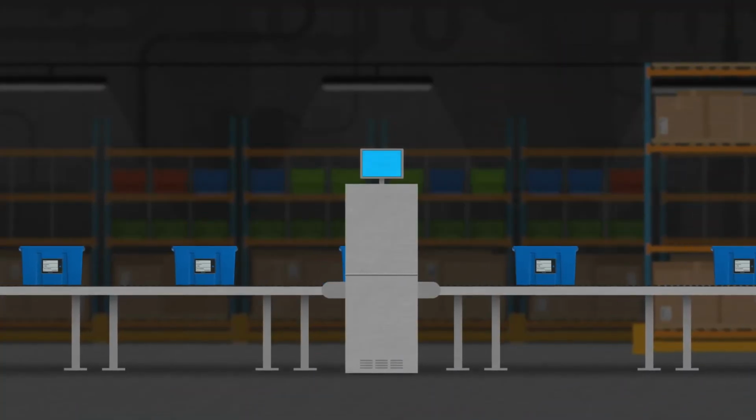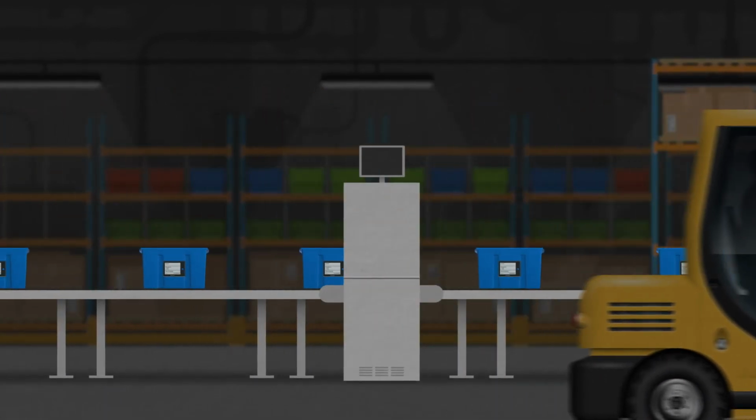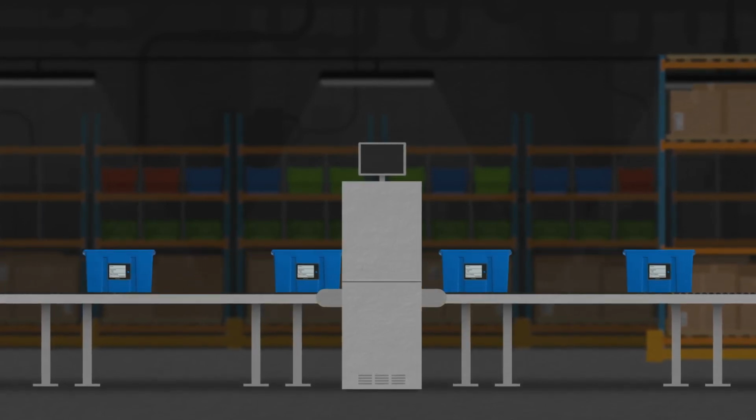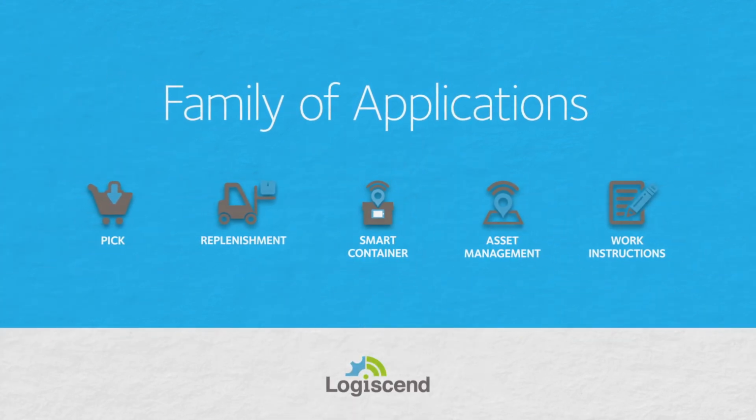The Panasonic Logiscend Smart Container application. The smartest way to track containers and provide accurate and timely operator instructions. And it's just one module of the Panasonic Logiscend family of applications that help you manage your entire material flow.